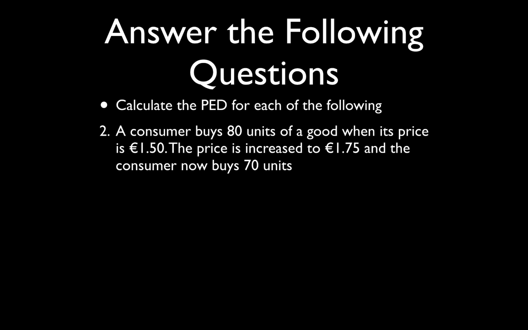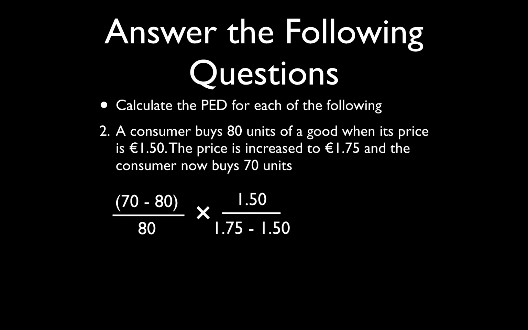A consumer buys 80 units of a good when its price is 150. The price is increased to 175 and the consumer now buys 70 units. P1, P2, Q1, Q2. Please, please, please get in the habit of filling those in. Okay, so what we've got is 70 minus 80, Q2 minus Q1 over Q1, multiplied by P1 over P2 minus P1. Now what we do is just simplify down the fractions. Don't be a hero. Don't try and do anything too quickly, okay?